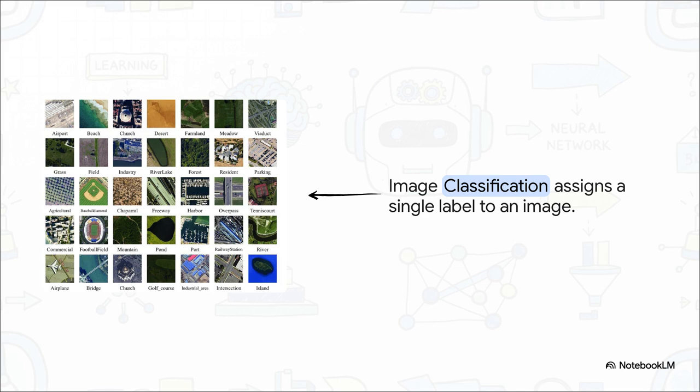The machine's task here is pretty straightforward. It's just sorting whole images into distinct, predefined buckets. It looks at a picture and says, okay, this is an airport, or this is a beach, or this is a forest. It's assigning one single label to the entire image based on whatever dominant features it pulled out.